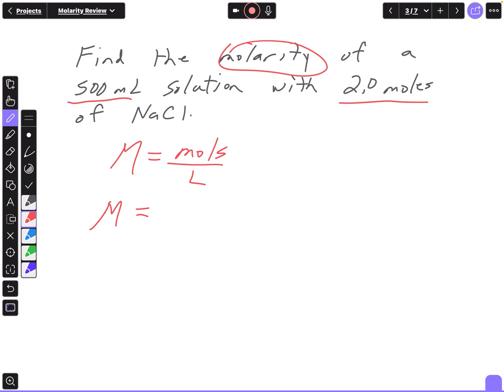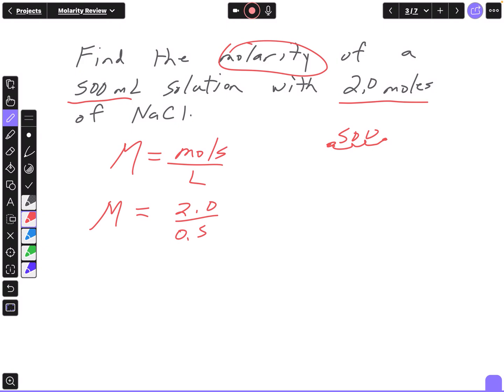And my moles was 2.0 divided by, now remember 500 milliliters. I want to convert to liters. I would divide by 1,000 or move my decimal 3 places to the left. So 500, the decimal will be at the end. I'm going to do it 1, 2, 3 places. It becomes 0.5.